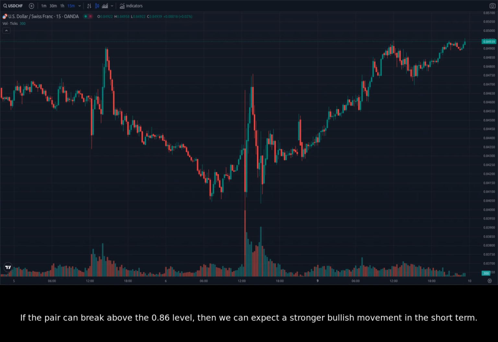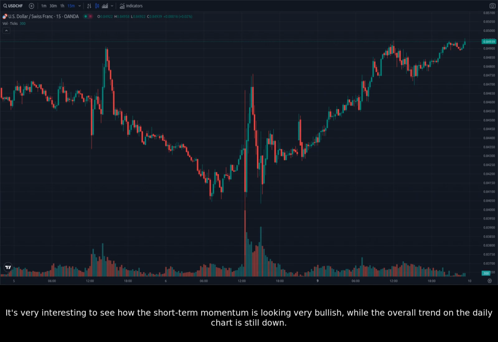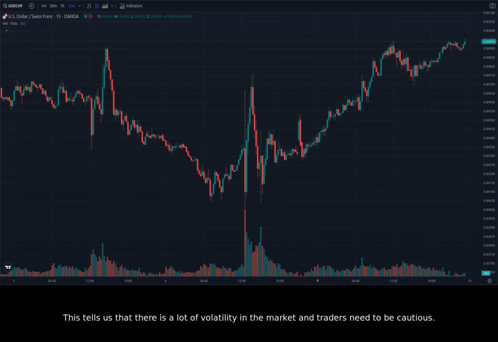If the pair can break above the 0.86 level, then we can expect a stronger bullish movement in the short term. It's very interesting to see how the short-term momentum is looking very bullish, while the overall trend on the daily chart is still down. This tells us that there is a lot of volatility in the market and traders need to be cautious.